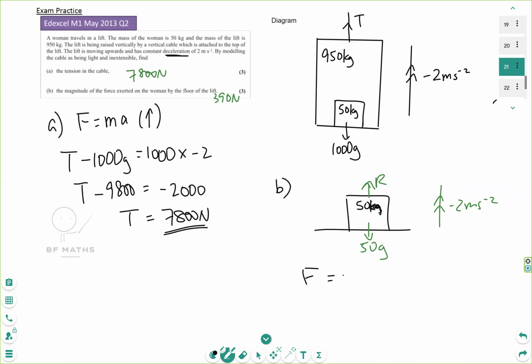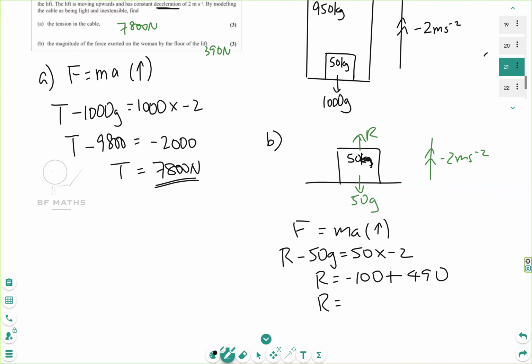So we use F equals ma going upwards. So we've got R minus 50 g equals 50 times negative 2. So R equals minus 100 plus 50 times 9.8, which is 490. Therefore, R equals 390 Newton. Okay, and that's the end of the lesson.